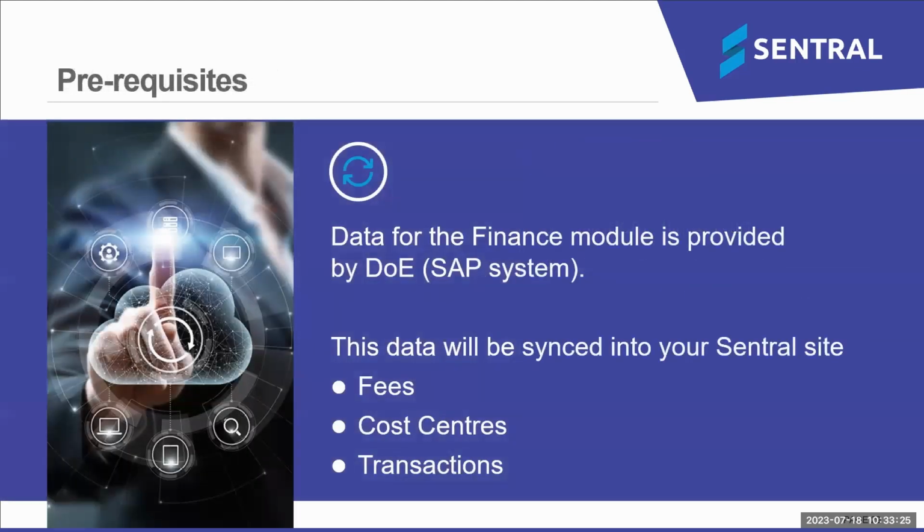Here are just some prerequisites to give you an idea as to where the data comes from. The data for the finance module has been provided by the department, by the department's SAP system. Data like your fees, your cost centers, and your transactions will be migrated from EBS Cash Desk into your central site following the onboarding process. Again, all of the data will migrate from EBS Cash Desk into your central site during onboarding.